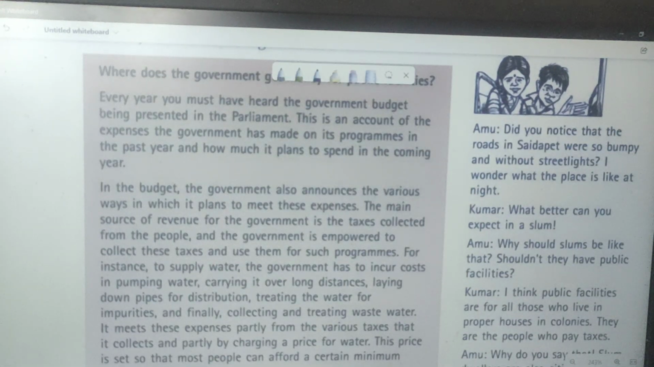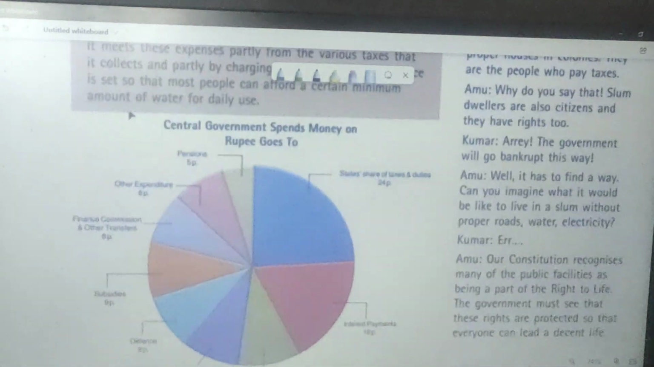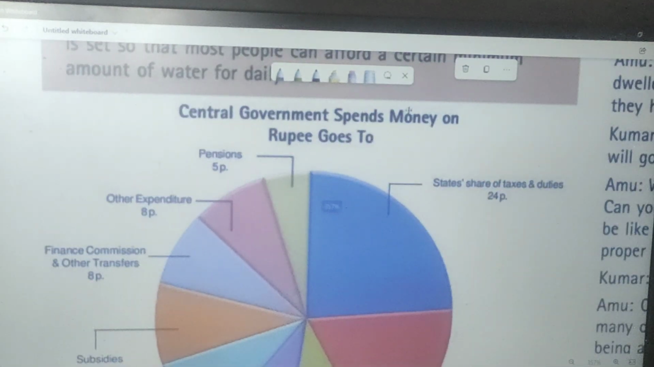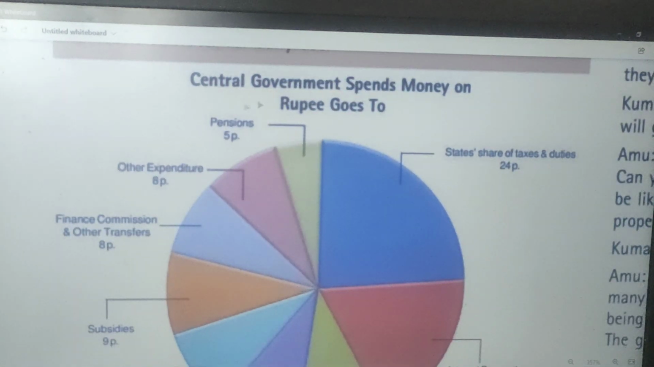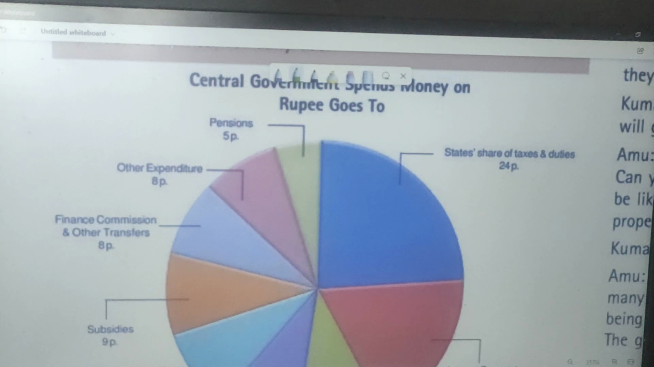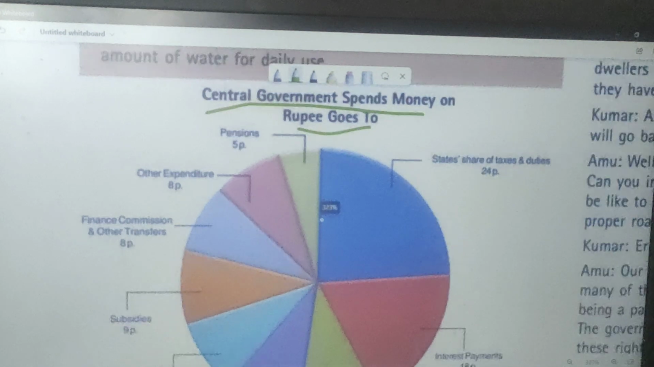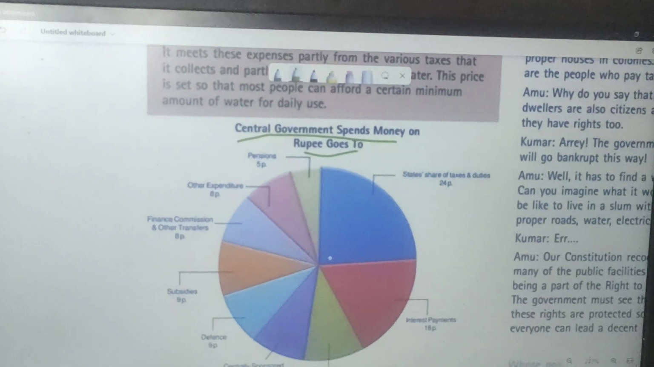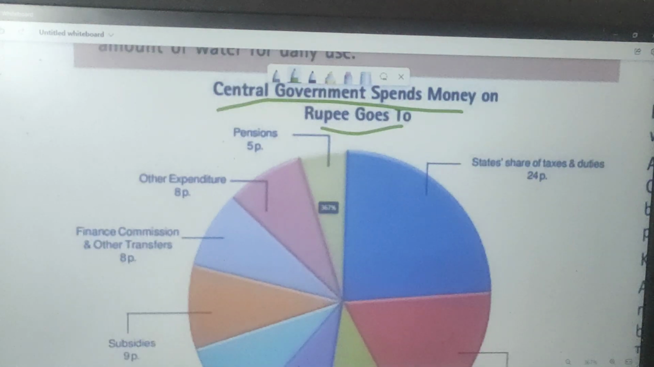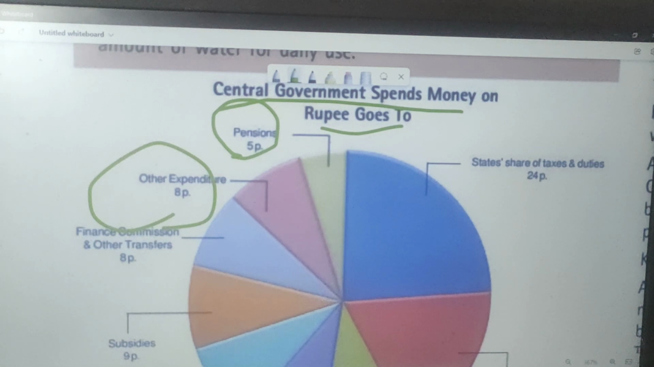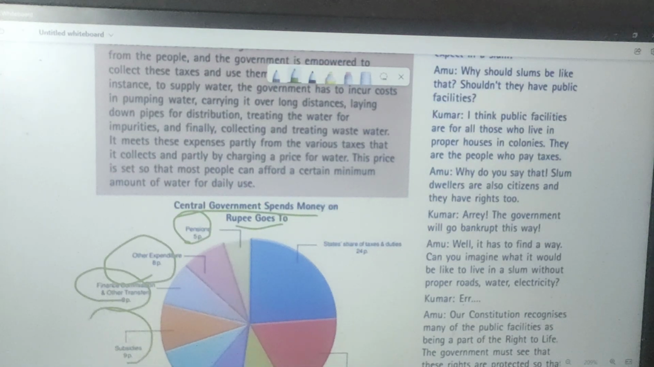Now let us just continue with this. The central government spends so many rupees, and here is where it goes. This is shown in the form of a pie chart: on pensions, our government spends 5%, on other expenditures 8%, on finance commission and other transfers 8%, on subsidies 9%.